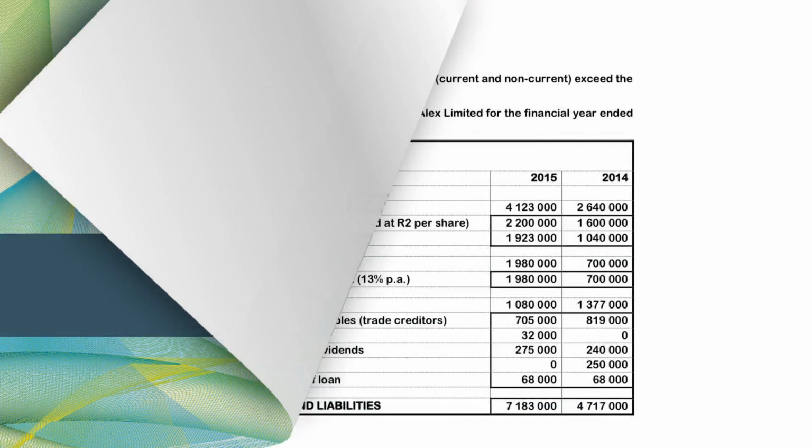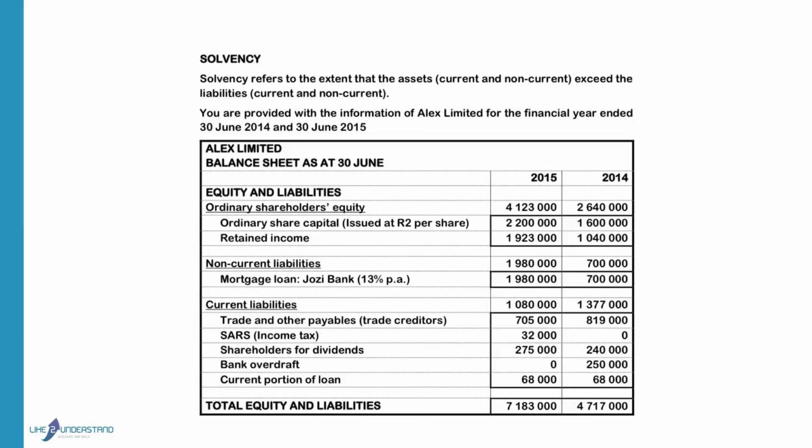Good morning. We will pay attention to analysis and interpretation today, and special attention to solvency. Solvency refers to the extent that the assets, that is your total assets, current and non-current assets, exceed the total liabilities, current and non-current liabilities. The balance sheet is available for us so that we can do this solvency ratio.